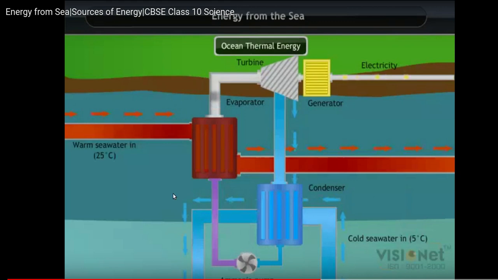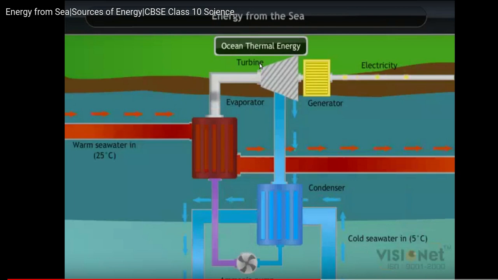We take the cold water and we take the hot water, and we use the hot water to rotate turbines, and then we send that hot water after the... So how do we rotate with hot water?